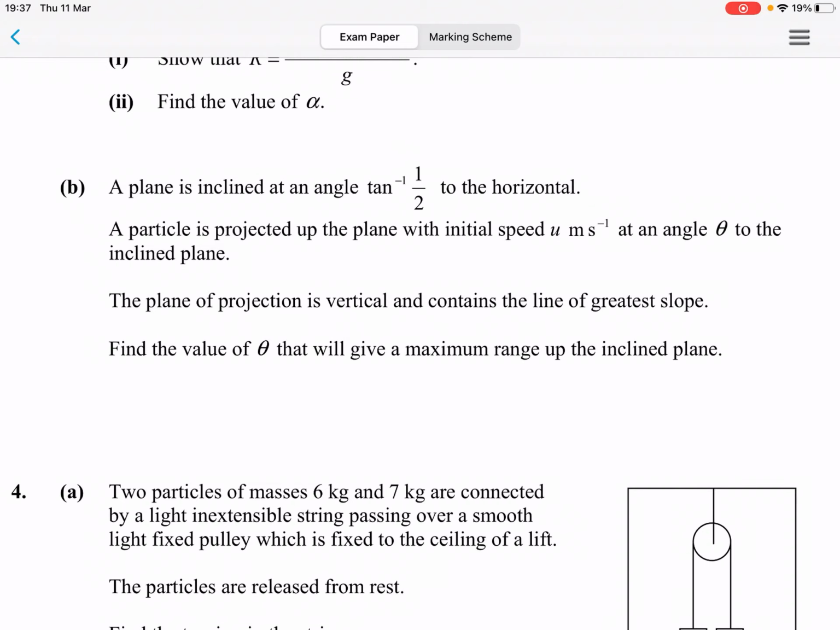Okay, we're taking a look at 2013 question 3b. A plane is inclined at an angle tan inverse half to the horizontal. A particle is projected up the plane with initial speed u at an angle theta to the inclined plane. The plane of projection is vertical. The line contains the line of the greatest slope. Find the value of theta to give maximum range up the inclined plane.